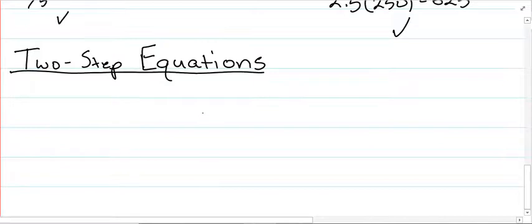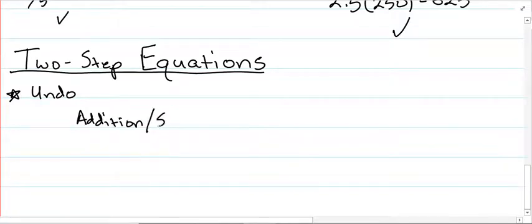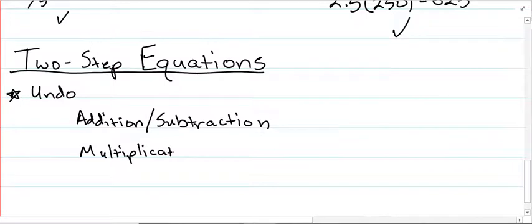And for two-step equations, we are still going to use the inverse operation. But when we work with our two-step equations, we are going to undo addition or subtraction first, whichever one we see. Then we're going to undo any multiplication or division we see. And you might want to abbreviate this in your notes and write the short version of addition or subtraction and the short version of multiplication and division.